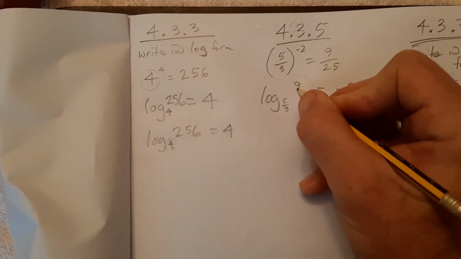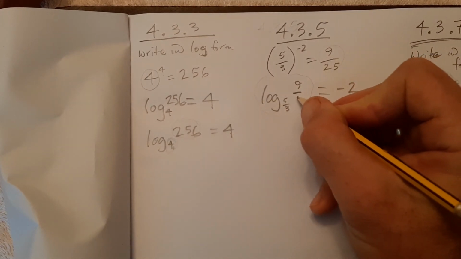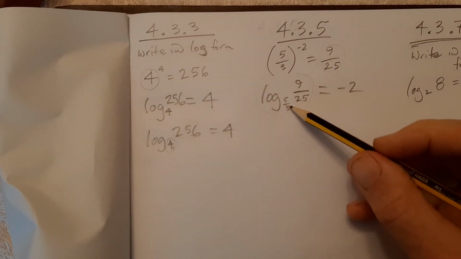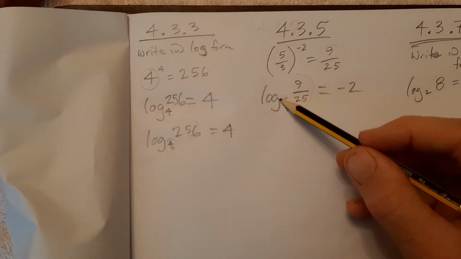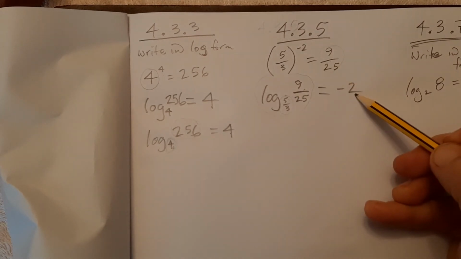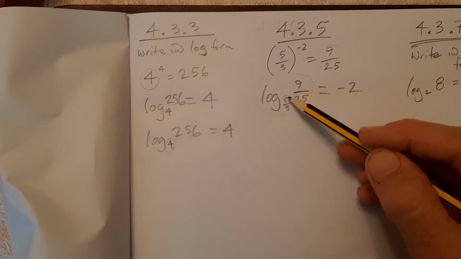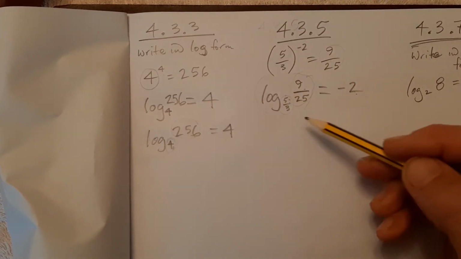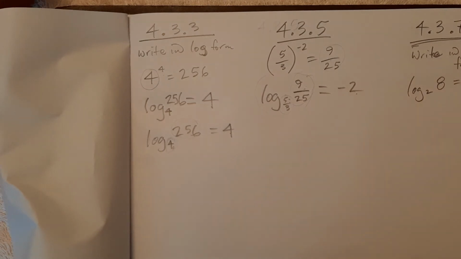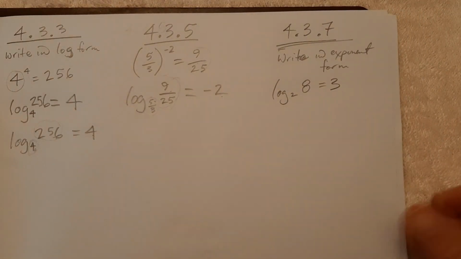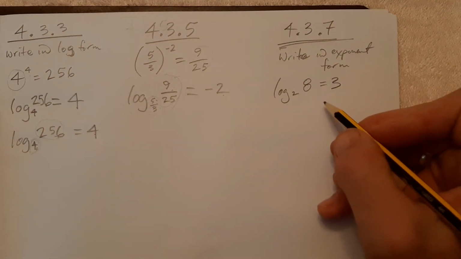So then I want to talk to myself one more time. The number that I raise this base to get this number is -2. The exponent I need for this base to get to this number is -2. Okay? So you figure out how to say it to yourself. Talk yourself through it. Okay, 4.3.7, write it in exponent form.